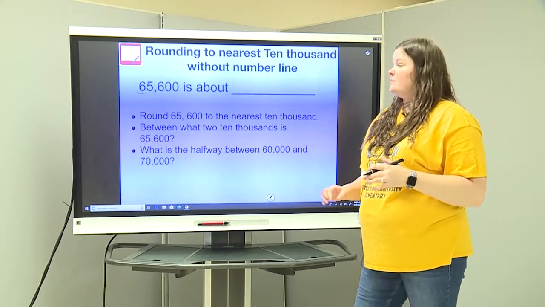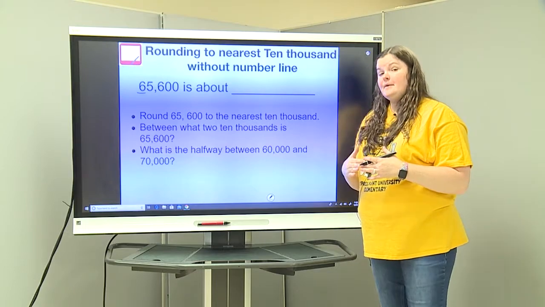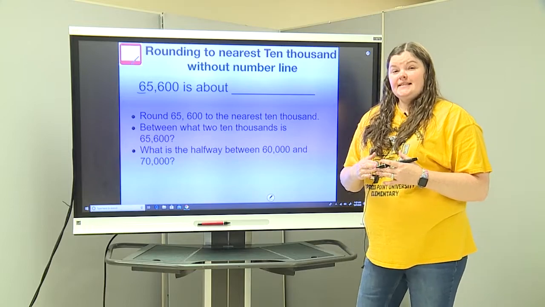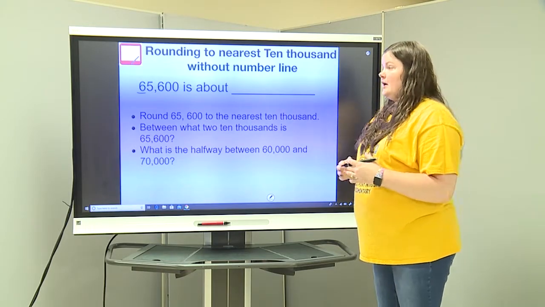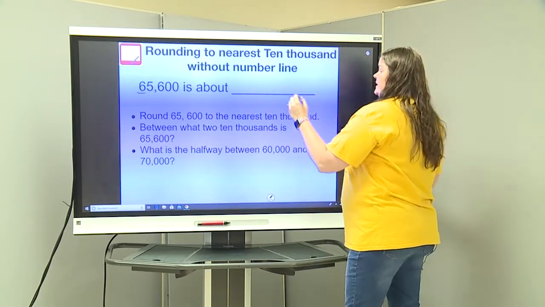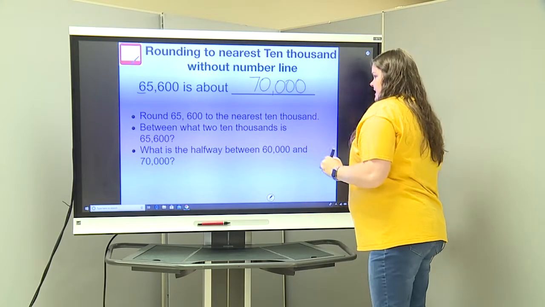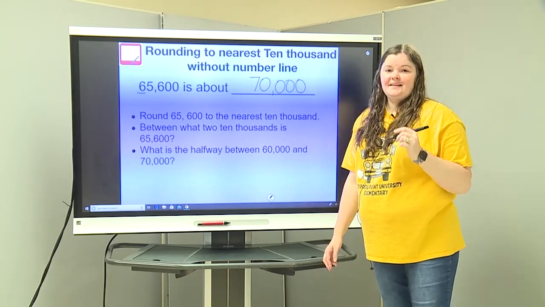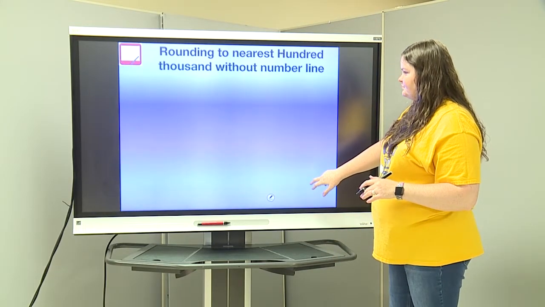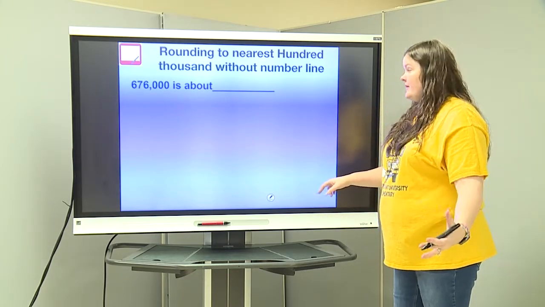So let's figure out where our number would go. I have 65,600. If my midpoint is 65,000, then 65,600 is going to be just a little bit above that midpoint. If it's above the midpoint, it's going to round up to be about 70,000. All right, good job on that one, you guys. Again, I know it's a little hard to think about that, but we always want to be able to do these skills with or without that number line.